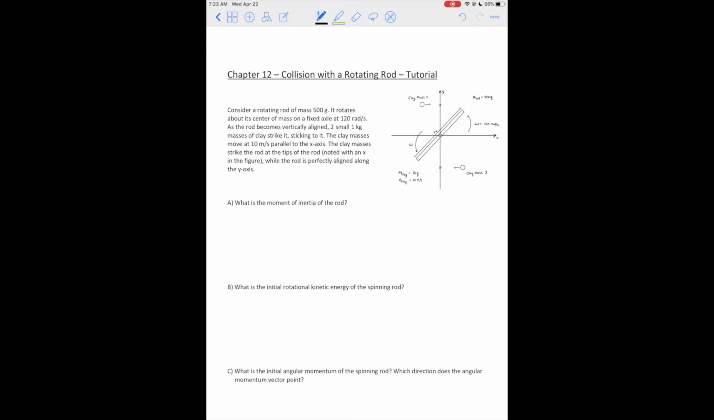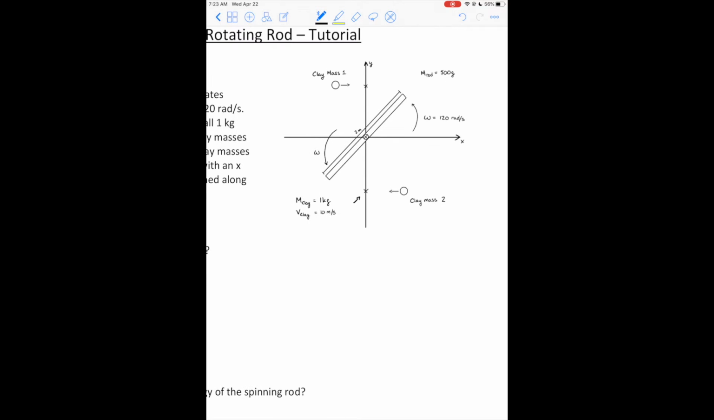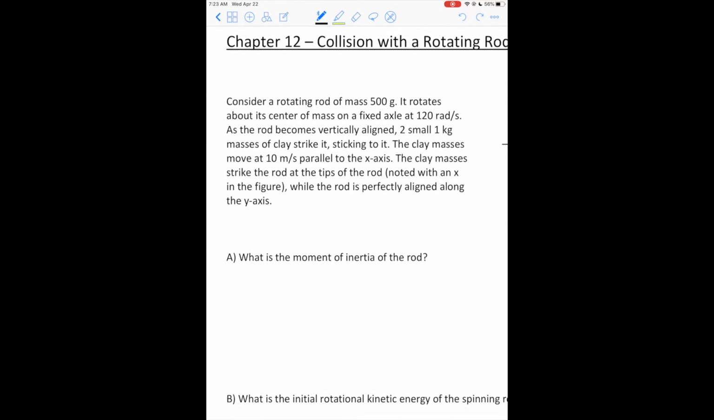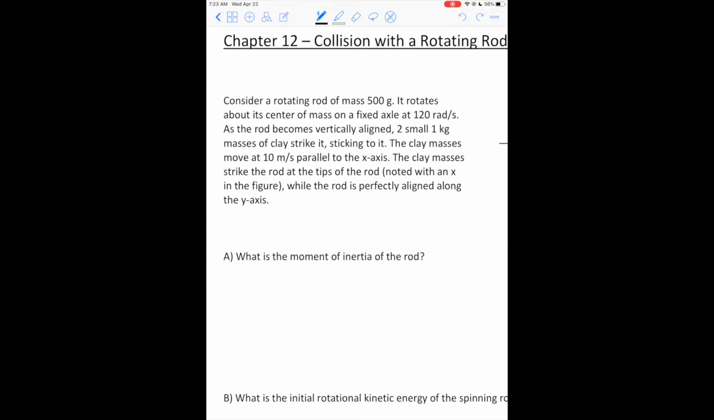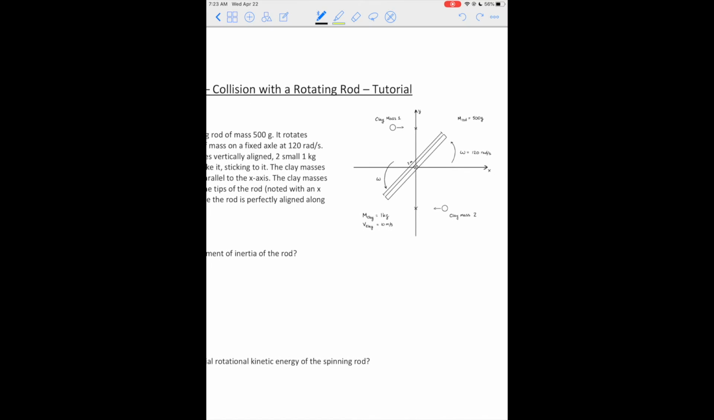The clay masses move at 10 meters per second parallel to the x-axis. The clay masses strike the rod at the tips of the rod. Note it with an x in the figure. So we're talking about right here and right here, right as the rod has fully come into this position. I know that was really messy, so I'm going to erase all of that. While the rod is perfectly aligned in the y-axis. All right, so that's what we have going on.